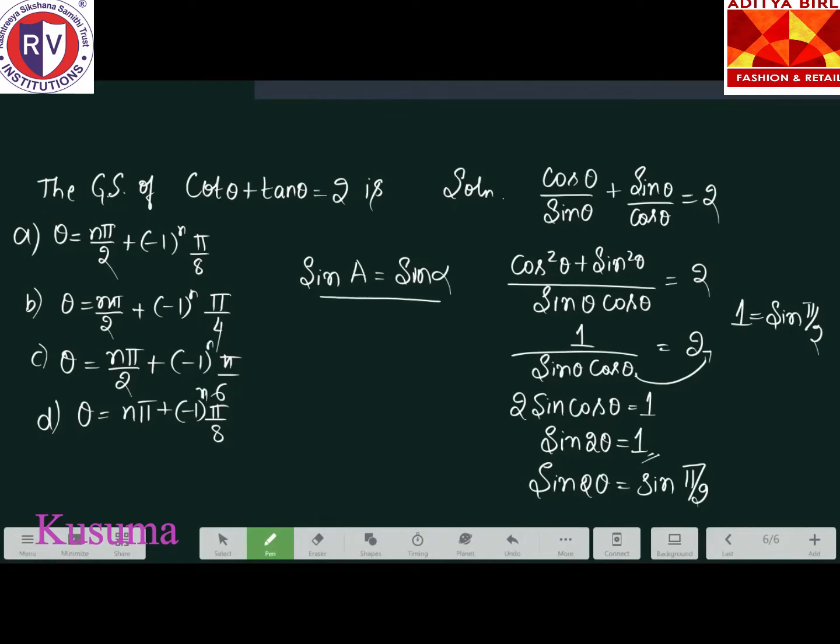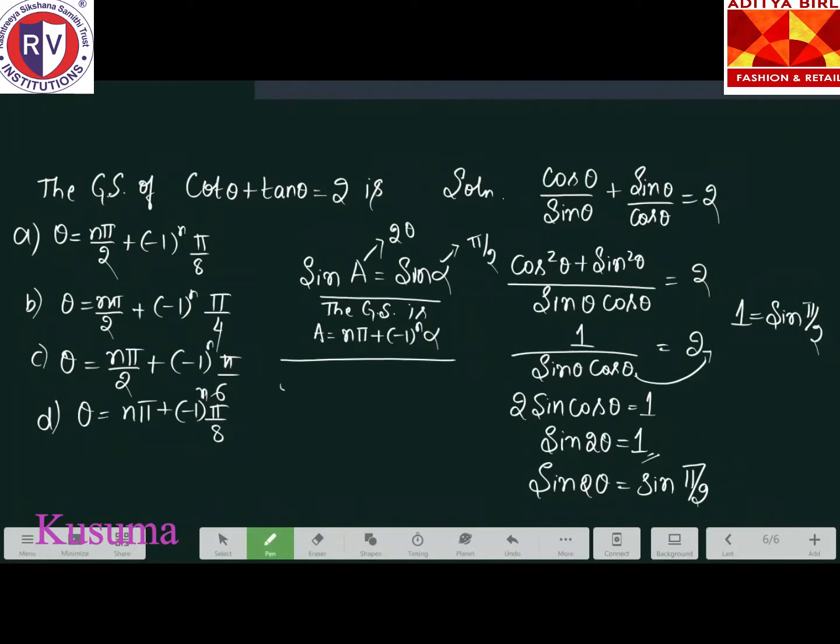In this case, sin A is equal to sin alpha, the general solution will be A is equal to n pi plus minus 1 to the power of n into alpha. Now here we have A is 2 theta and alpha is pi by 2. So let us write the general solution for sin 2 theta is equal to sin pi by 2.